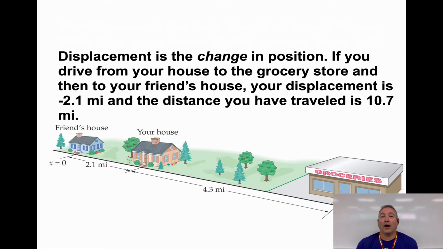Now, your car odometer is going to read 10.7 miles. So displacement and distance are different. Displacement includes direction. It can be positive or negative when we're talking about one-dimensional motion.